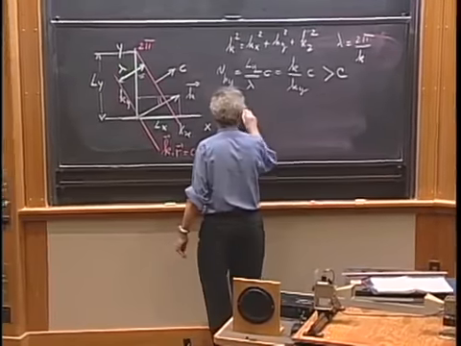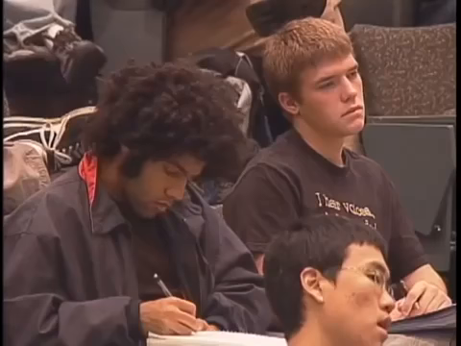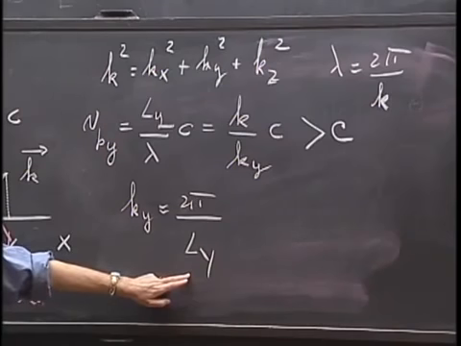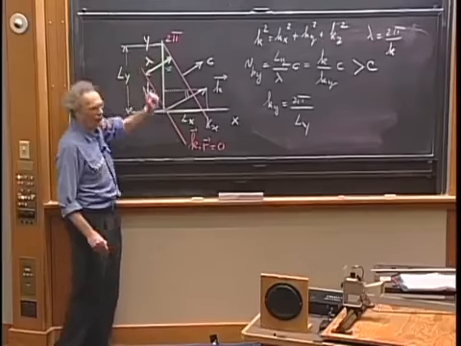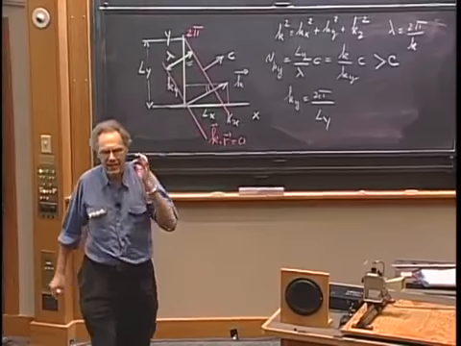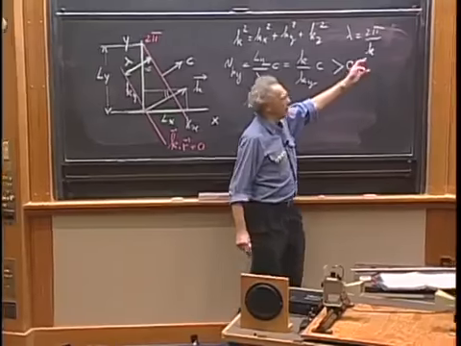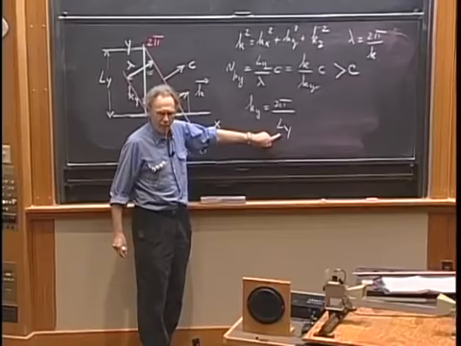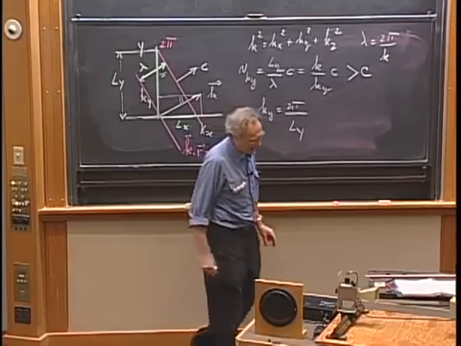ky is 2 pi divided by Ly. I refuse to call Ly lambda of y. I don't want to have to think in terms of a wavelength in this direction, a wavelength in this direction, and another wavelength in that direction. For me, there is only one wavelength, and that wavelength is 2 pi divided by k. So I refuse to call this lambda of y. But ky is 2 pi divided by that Ly.